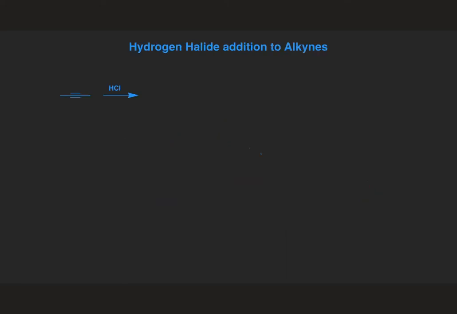If we look at another example of an alkyne with HCl, again, the first thing that happens is we form a pi complex. Here, this time both sides are the same, and so Cl minus is going to come in, and it doesn't matter which side it attacks, and form this guy.